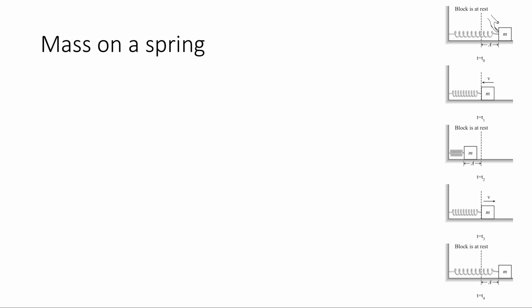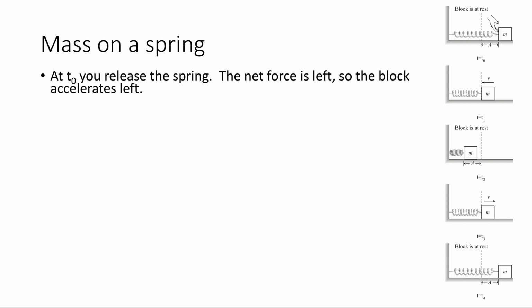So let's consider a mass on a spring. The mass is sitting on a frictionless surface, so the only force exerted on the mass is the spring force of the spring. The mass starts off a distance a to the right of the equilibrium position, which is indicated by a dashed line, and at t equals t naught, the hand releases the block. As you can see, the mass moves to the left, comes to a compressed position, and then moves back to the right. And we will discuss each one of those in turn.